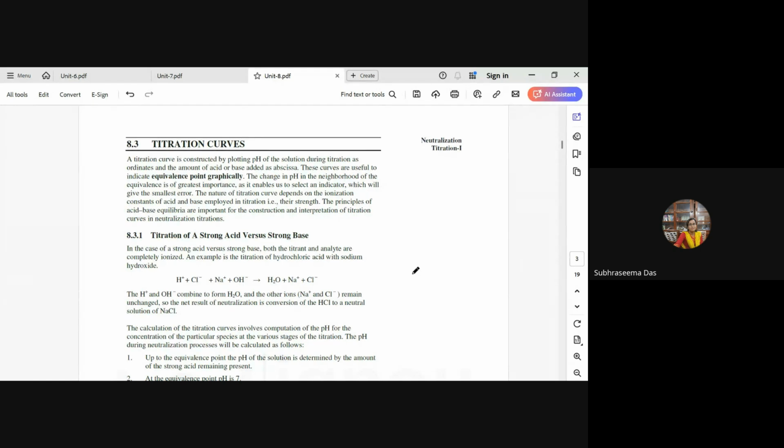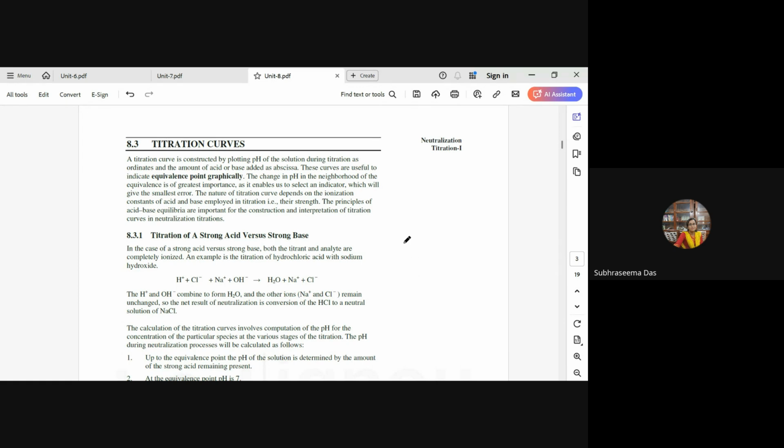So a titration curve is plotted by plotting the pH of the solution during the titration versus the amount of acid or base. So these curves are useful to identify the equivalence point graphically. Although while performing the experiment, we can visualize the equivalence point, from the titration curves we can graphically know the equivalence point. The change in pH is of great importance because it enables us to select an indicator, that is why choosing an indicator for a titration process is very important.